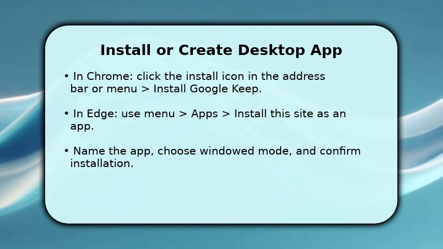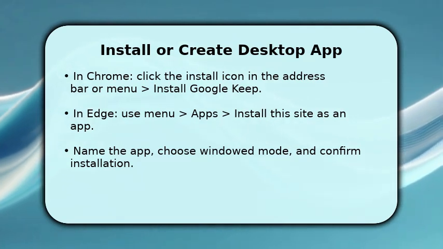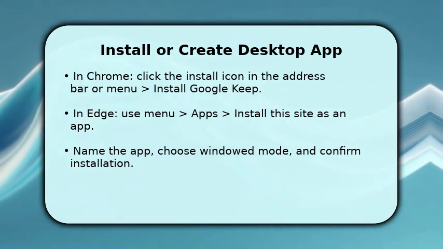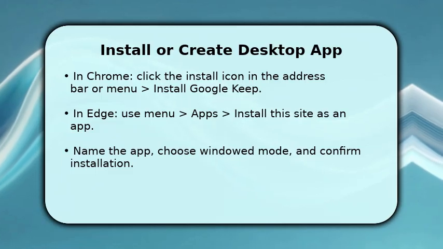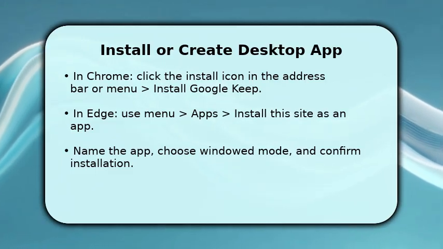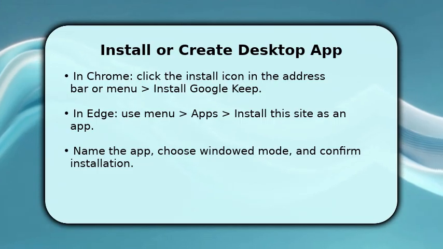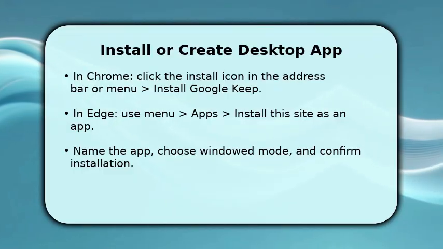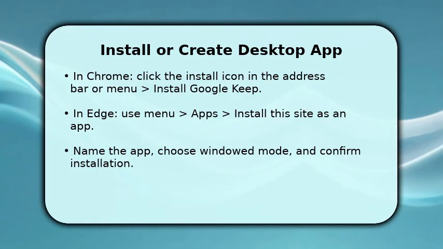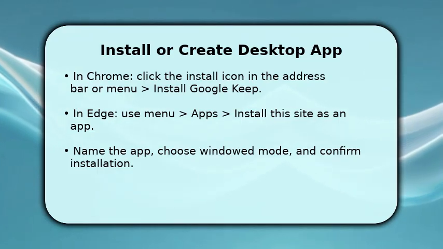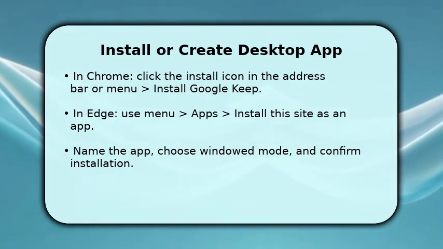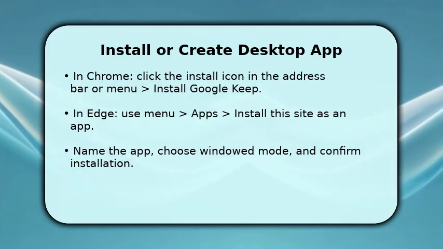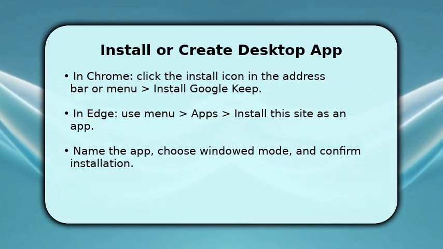In Chrome, click the Install icon in the address bar or open the browser menu and choose Install Google Keep. In Edge, use Menu, Apps, Install this site as an app. You'll be prompted to name the app and decide whether it opens in its own window. Choose windowed mode for a cleaner desktop workflow. After confirming, a Google Keep shortcut appears in your apps list and optionally on your desktop or taskbar, which speeds note access and isolates the app from cluttered browser tabs.